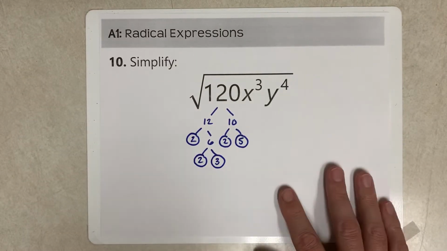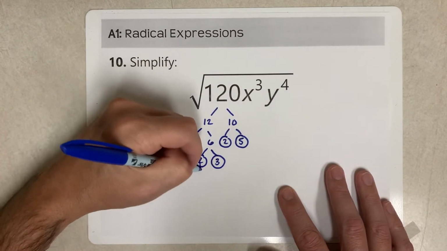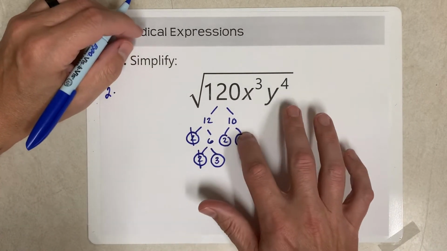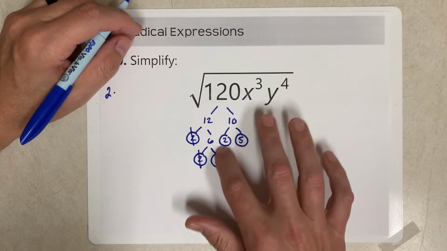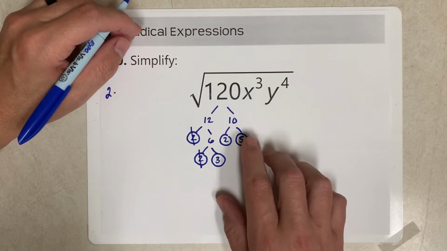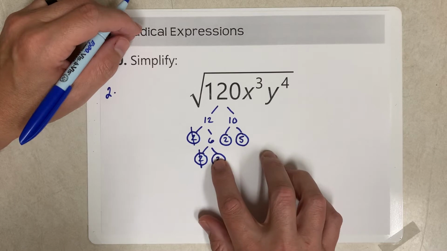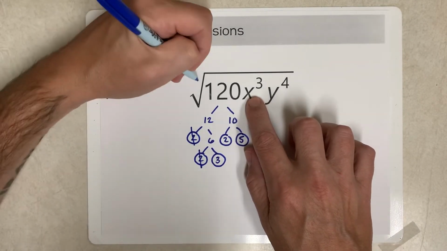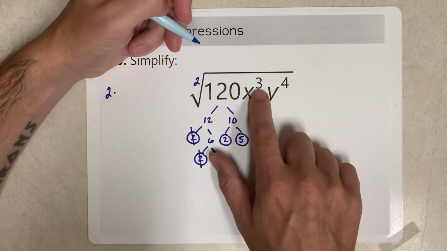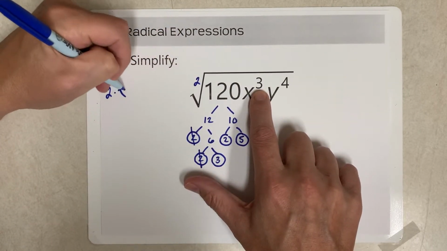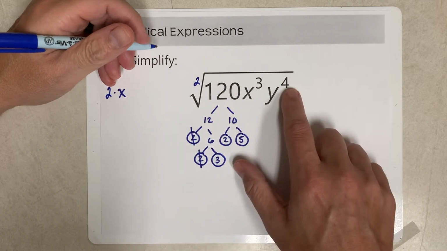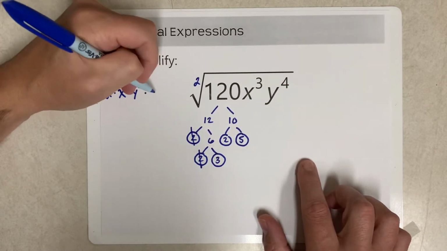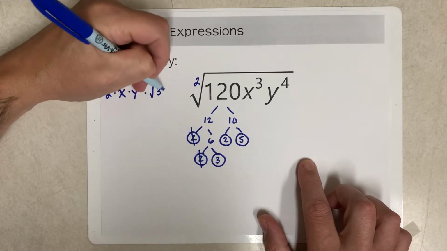Okay, now I need to take a pair of 2's out. Okay, 3, 2, 5 are all singles. They don't have a pair, so they're going to stay. So that's going to be 5 times 2 times 3, which is 30. So all that's staying. I can take a single x out, because how many groups of 2 can I take out of 3? 1. How many groups of 2 can I take out of 4? 2. And then still times the square root of 30.